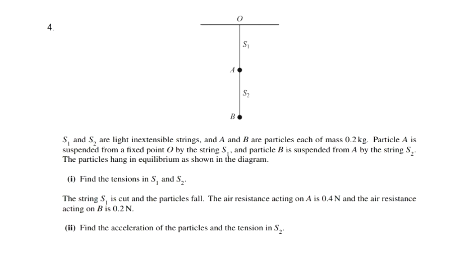The fourth question. S1 and S2 are light inextensible strings and A and B are particles each of mass 0.2 kg. Particle A is suspended from a fixed point O by the string S1 and particle B is suspended from A by string S2. The particles hang in equilibrium as shown in the diagram. Find the tensions in S1 and S2. The string S1 is cut and the particles fall. The air resistance acting on A is 0.4 Newton and the air resistance acting on B is 0.2 Newton.